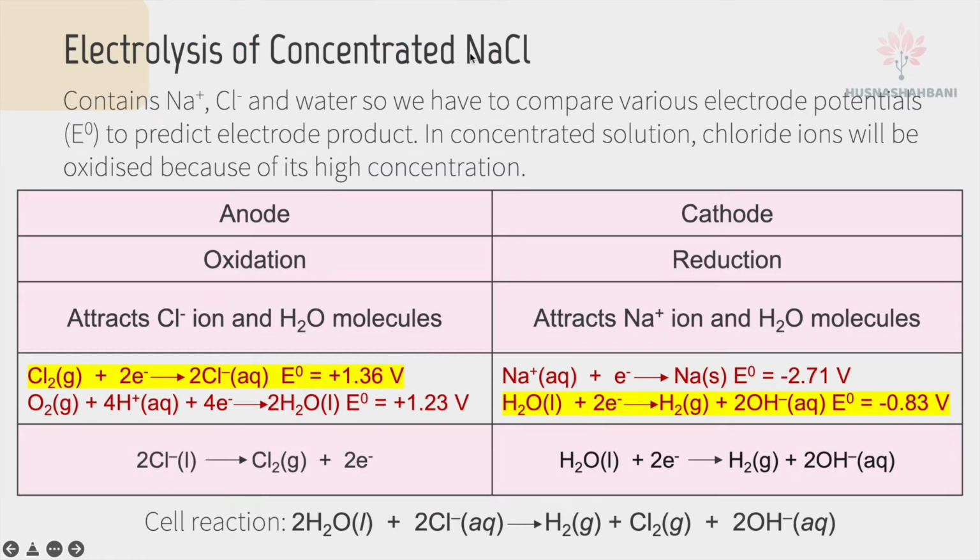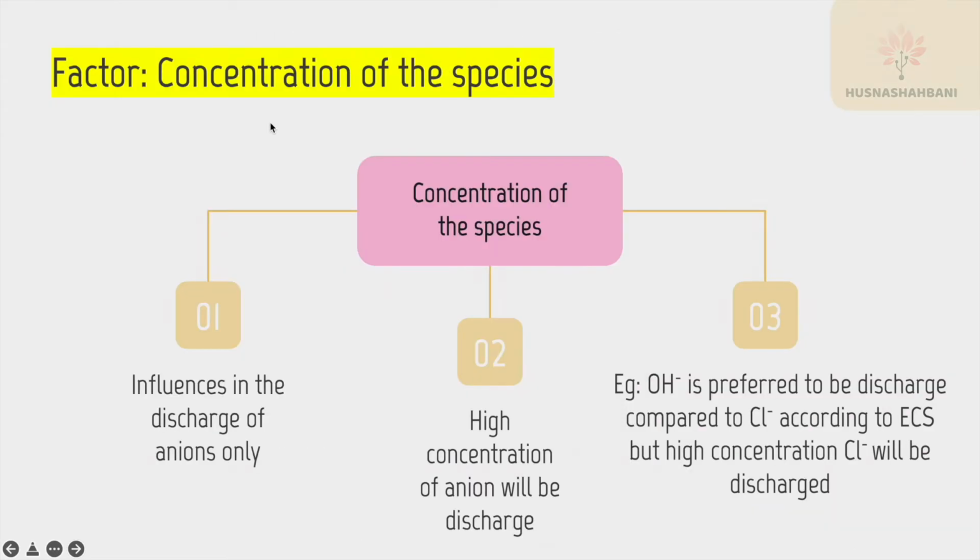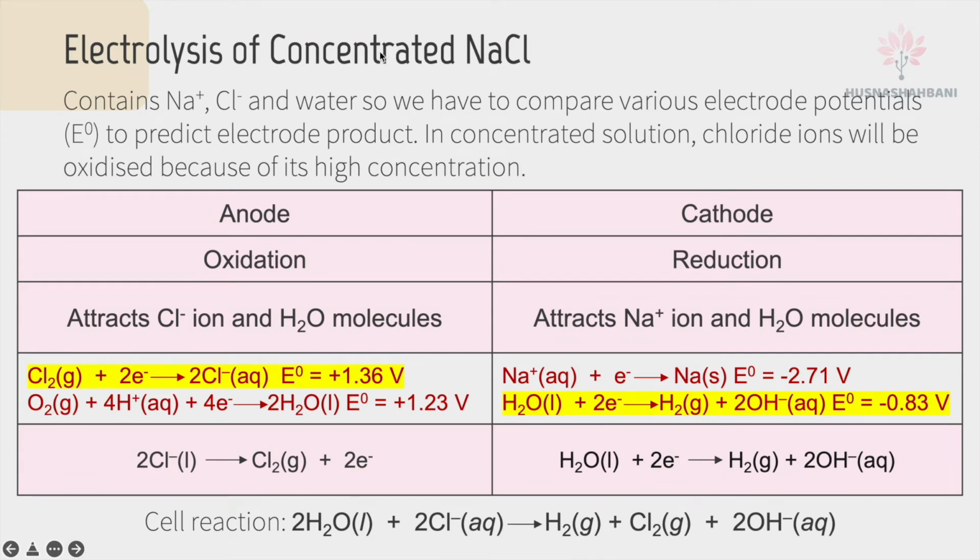Electrolysis of concentrated NaCl. This one dilute. You have to look at the electrode potential value to know which one will be produced at the anode and cathode. But for concentrated, choose the high concentration anion. Okay, in concentrated NaCl, we still have Na plus, Cl minus, and water. But in concentrated solution, we don't have to compare the electrode potential. Choose the anion that will be discharged, that will be oxidized because it has high concentration.